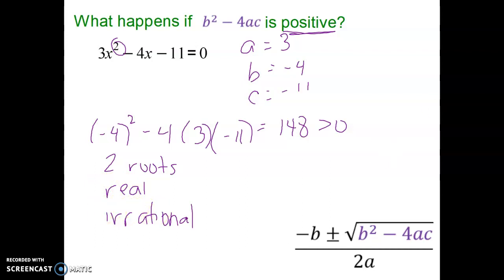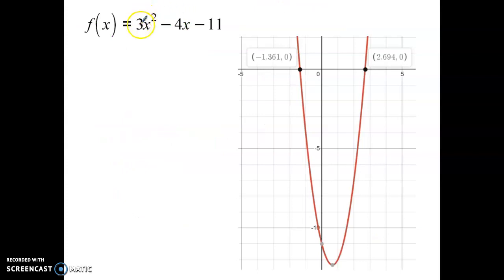Okay, let's look at that on a graph. If I graph the quadratic 3x squared minus 4x minus 11, I'm going to get this parabola. And look at where the parabola crosses the x-axis. Remember, the x-intercepts of the graph are the solutions or the roots. Here's one of them. Here's one of them. Okay, those are not exact answers. That decimal is rounded to the third place, tenths, hundredths, thousandths on both of them, right?